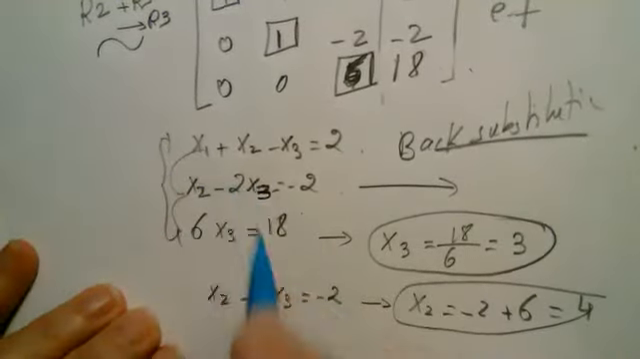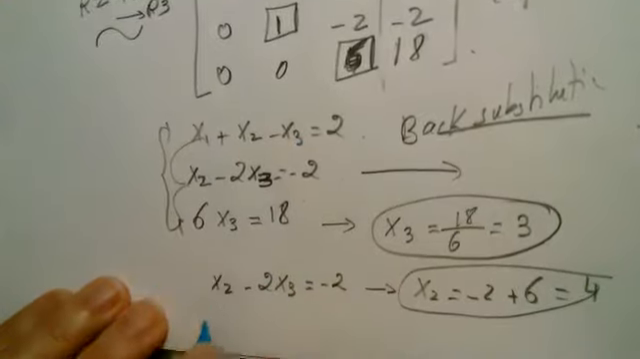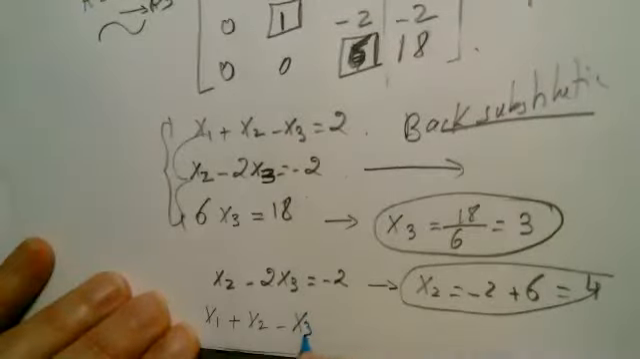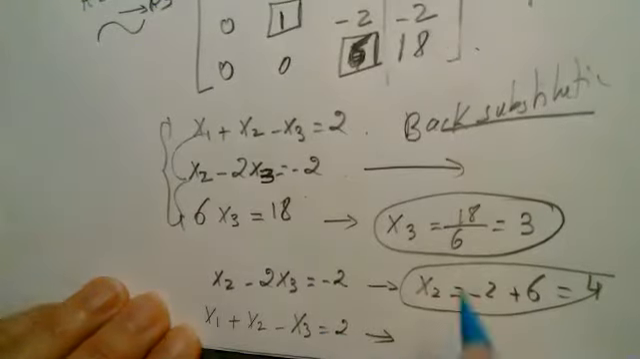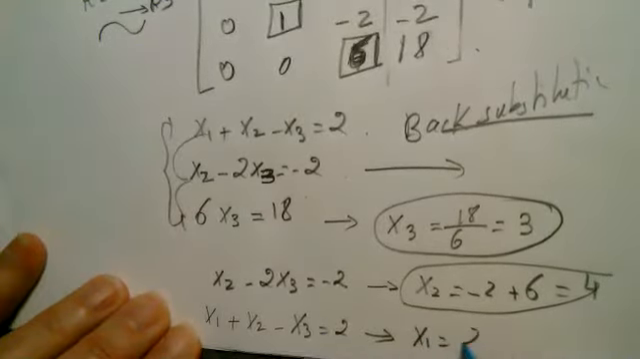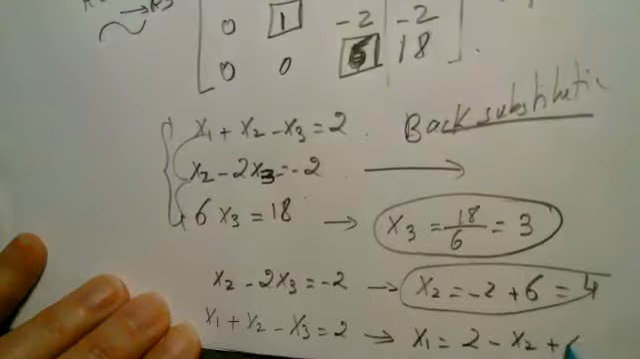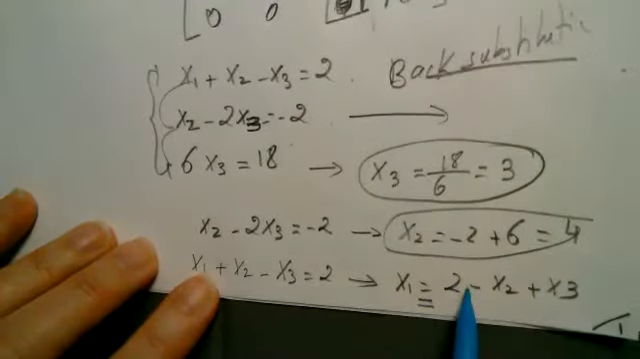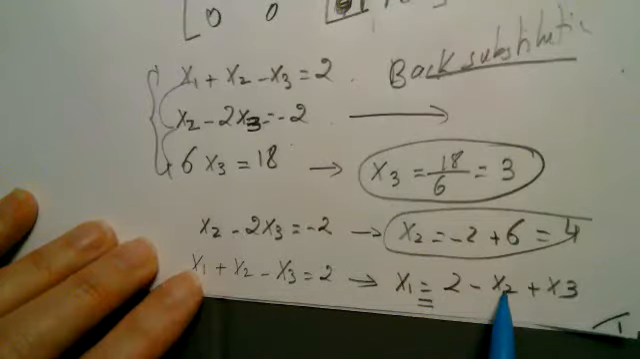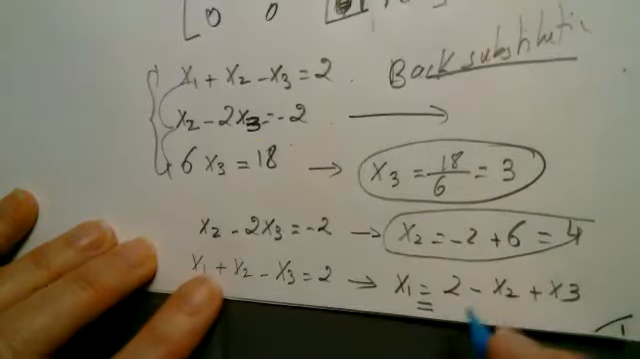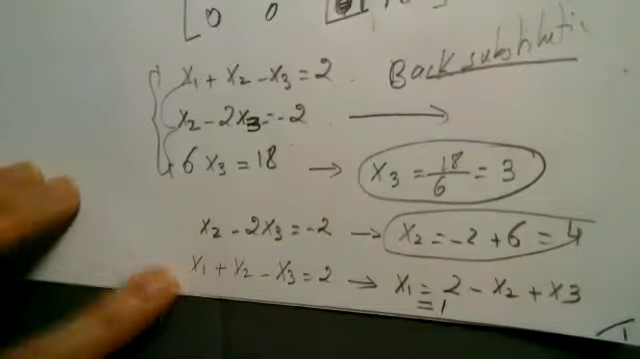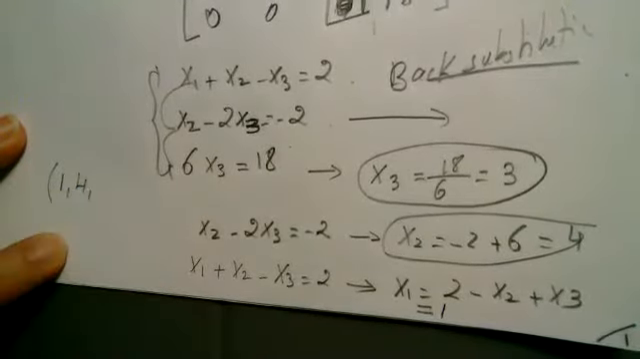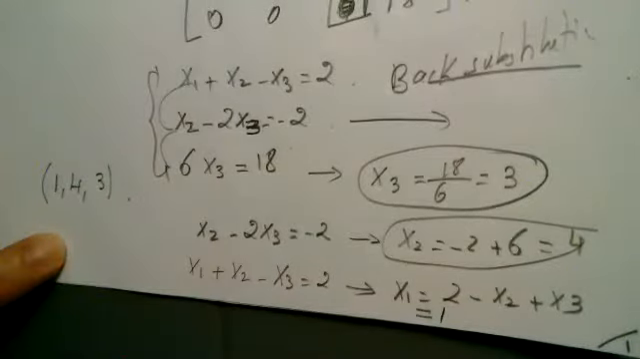Now I back up. I know x2, I know x3, I want x1. So now x1 plus x2 minus x3 equal to 2, and this would give me x1. So that's it, 2 minus x2 plus x3. So this would give me what for x1? 2 minus 4, that's a minus 2, minus 2 plus 3, which gives me a 1. So my solution now: 1 for x1, 4 for x2, and 3 for x3.